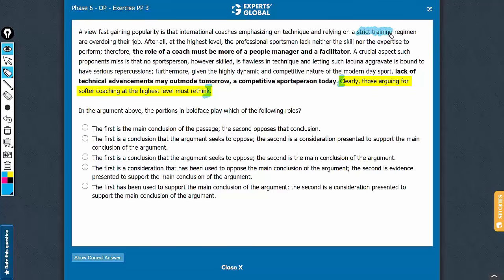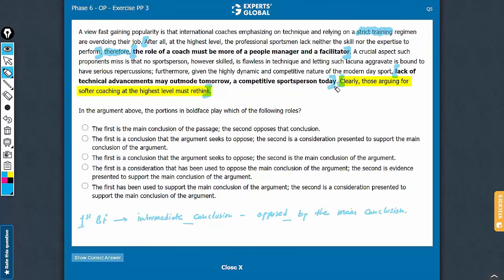How is the first boldface related to this conclusion? The first boldface here is an intermediate conclusion. See, this is preceded by "therefore", and the entire reasoning from here to here. Therefore, this is an intermediate conclusion, and the main conclusion opposes this intermediate conclusion. So, first boldface is an intermediate conclusion, and it is opposed by the main conclusion. You don't have to take notes on the exam. I'm writing it just for your conceptual clarity, as this is an application of concept video.